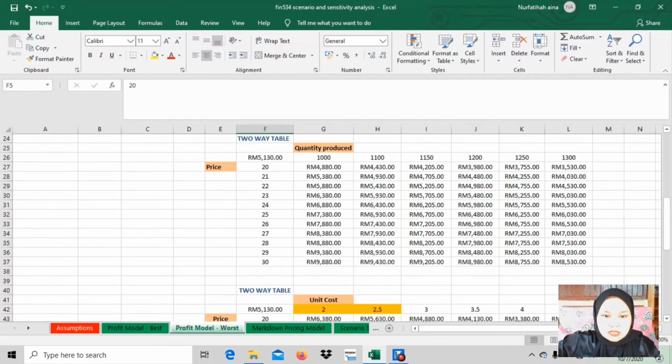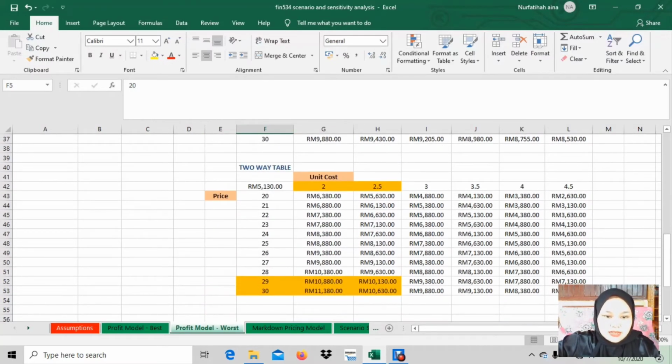Then I proceed with the second test, which is I change the price and the unit cost. The price that I change is RM 20 ringgit to RM 30 ringgit, and the unit cost I change from 2 ringgit to 4.5 ringgit. As you can see here, it shows that there is more than the RM 10,000 ringgit of profit that I want. The unit cost I need to reduce to 2.5 ringgit, and the price of the product I need to put between RM 29 ringgit and 30 ringgit for me to get the profit of more than RM 10,000.